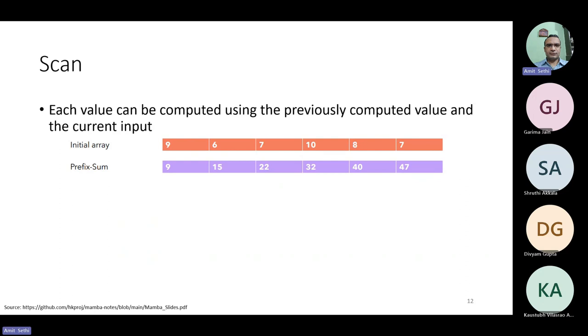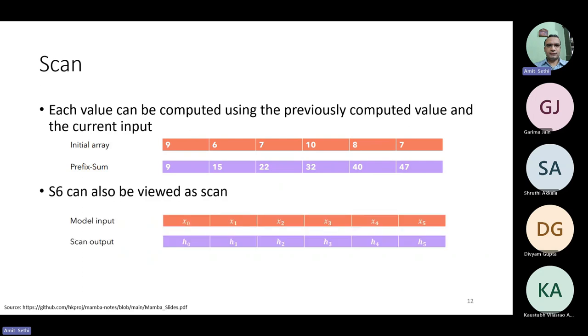Basically, the orange is the input and the violet is the output. So 9, 9. Next, you add 9 to 6 and you get 15. 15 and 7 gets 22. 22 and 10 gets 32. So basically, you only need the current input and the previous output to compute it. We can visualize our state space model also as a parallel scan, where X is the input and H is the hidden state, but the output is actually Y0, Y1, everything, and that's a direct linear transformation. Basically, H1 is A times H0 plus B times X1. Similarly, now you get the Y through the scan operation.